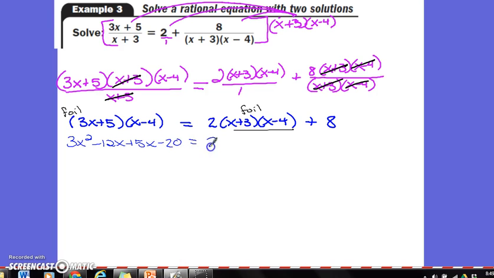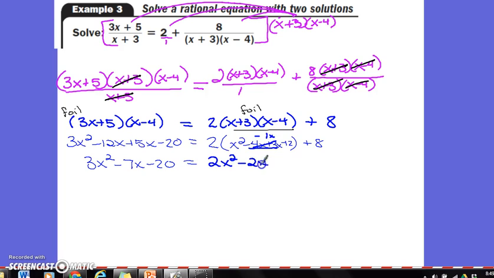Equals. Leave this 2 out here, put some parentheses. We're going to FOIL. X times x is x squared. X times negative 4 is negative 4x. 3 times x is 3x. And 3 times negative 4 is negative 12. Let's see. Here we get 3x squared minus 7x minus 20 because we combine like terms. And over here, distribute the 2. So 2x squared, this is actually a negative 1x, so minus 2x minus 24 plus 8.